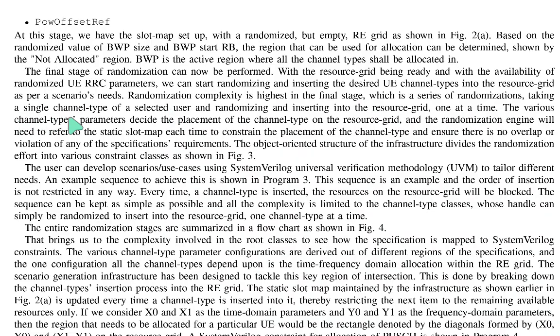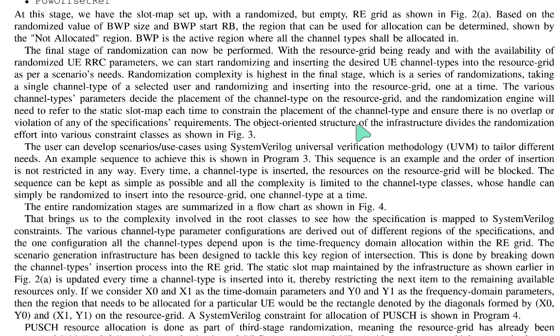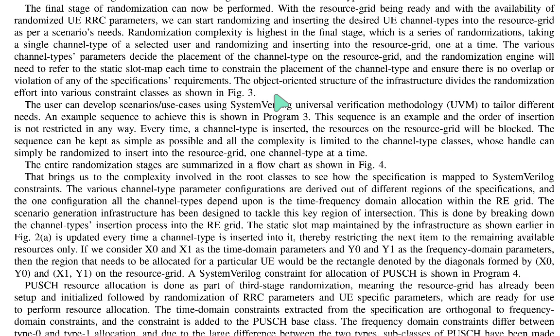The various channel type parameters decide the placement of the channel type on the resource grid, and the randomization engine will need to refer to the static slot map each time to constrain the placement of the channel type and ensure there is no overlap or violation of any of the specification requirements. The object-oriented structure of the infrastructure divided the randomization effort into various constraint classes as shown in figure 3.